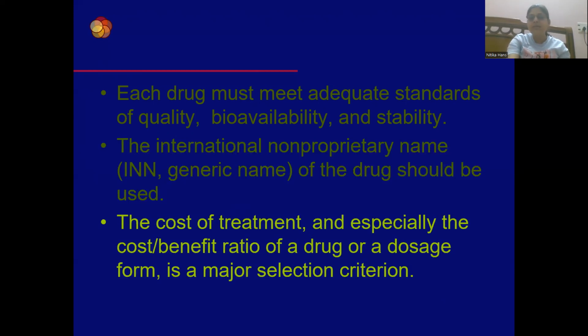The cost of treatment, and especially the cost-benefit ratio of the drug or a dosage form, is a major selection criterion. Means we have to look at the total cost of treatment during the duration of the treatment. By considering the total duration, we have to calculate the cost of treatment, and the cost-benefit ratio of a drug has to be specified. It has to be looked at. If the benefit is more and the cost is less, that is the more efficacious drug. And dosage form is a major selection criterion, like easy dosage forms and less painful dosage forms.